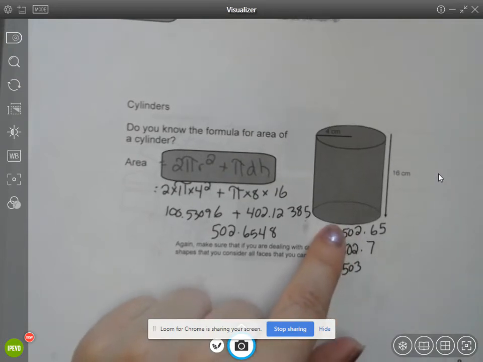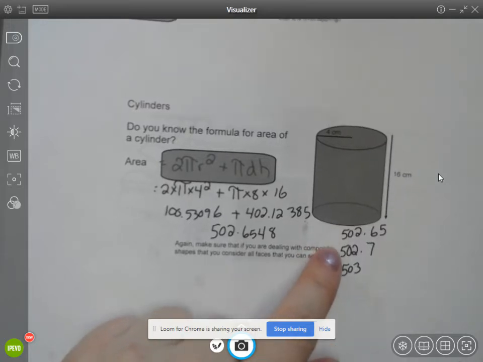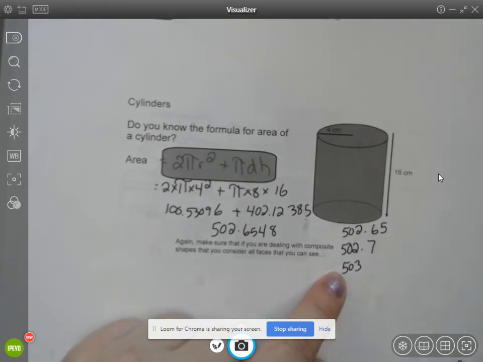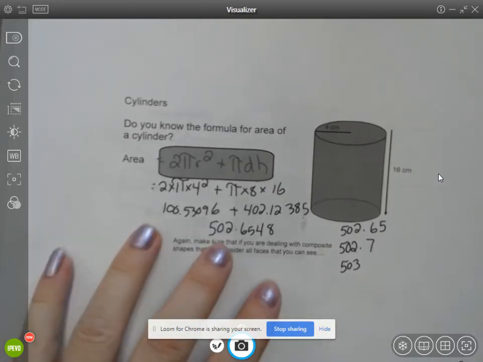So for this first one, if it asked you for the nearest hundredth, this is the answer I'd want. If it asked you for the nearest tenth, this is the correct answer. And if it would have asked you for the nearest whole or the nearest unit, this would have been the correct answer. So please make sure as you're working that you are paying attention to the question and how they are asking you to round.